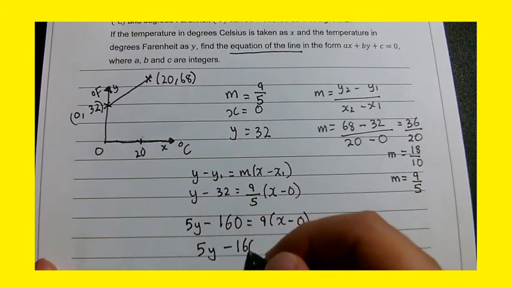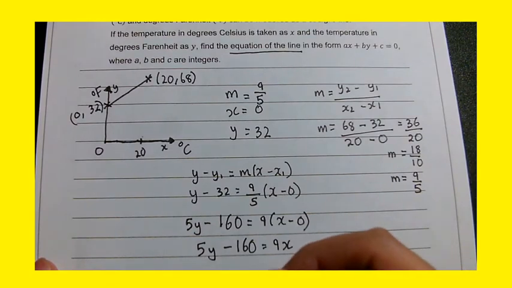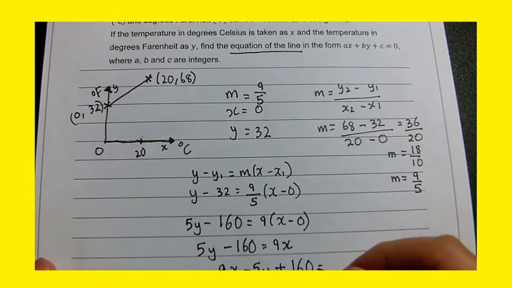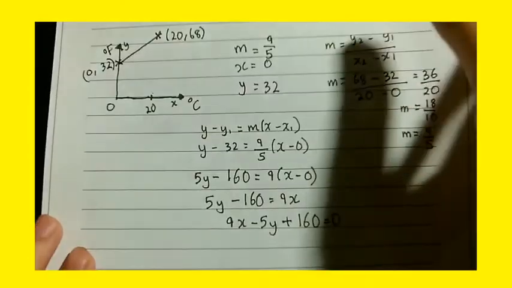5y minus 160 equals 9x. And they want it as ax plus by plus c, so I'm going to take everything over there: 9x minus 5y plus 160 equals 0. And that is my final answer.